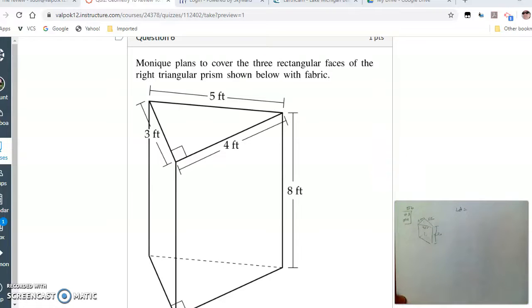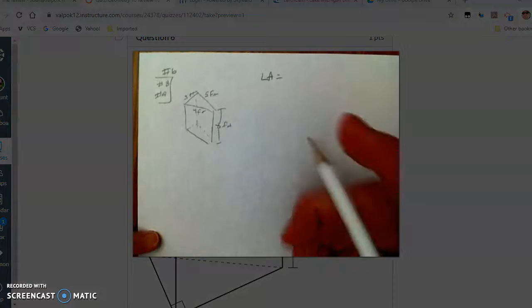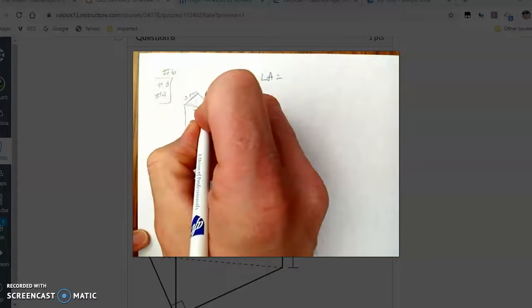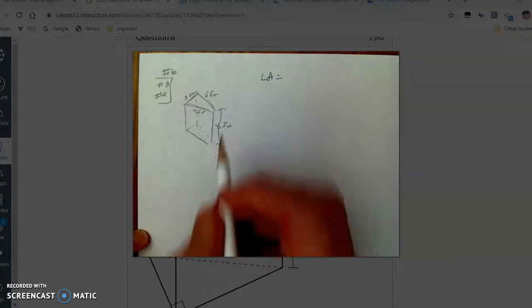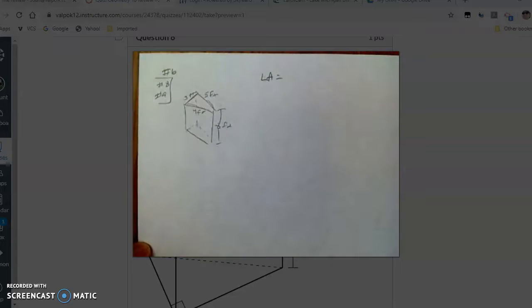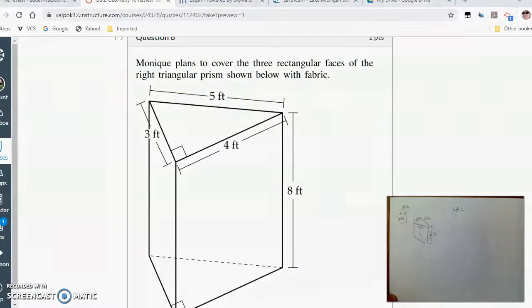So if you take a look at what's going on with number 6, we've got this triangular prism. So the bases are triangles, and we're given these distances of 3, 4, and 5, and then an overall height of 8. If you take a look at what's happening in the question, it says we're asked to just cover the 3 rectangular faces of the prism. So that's your lateral area.